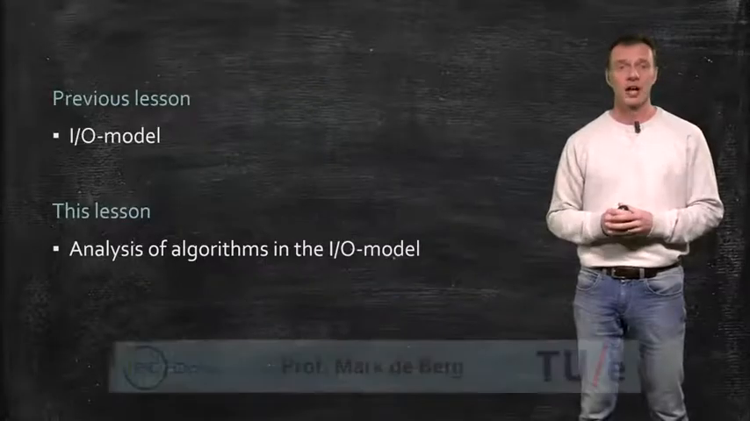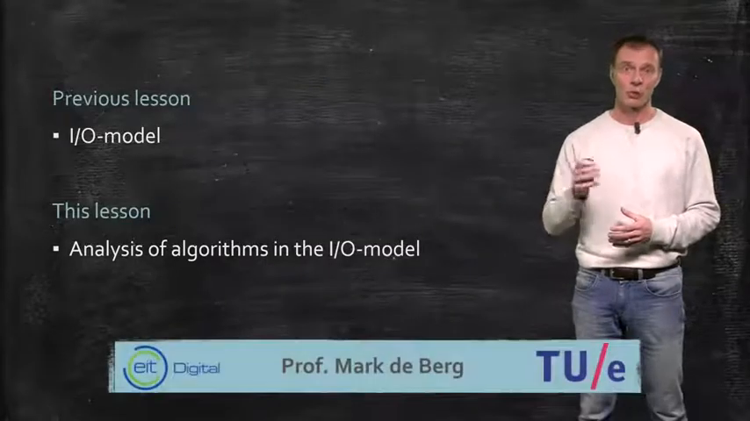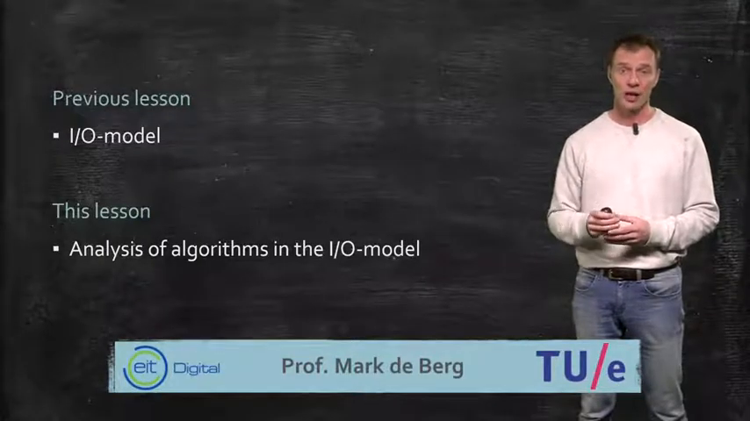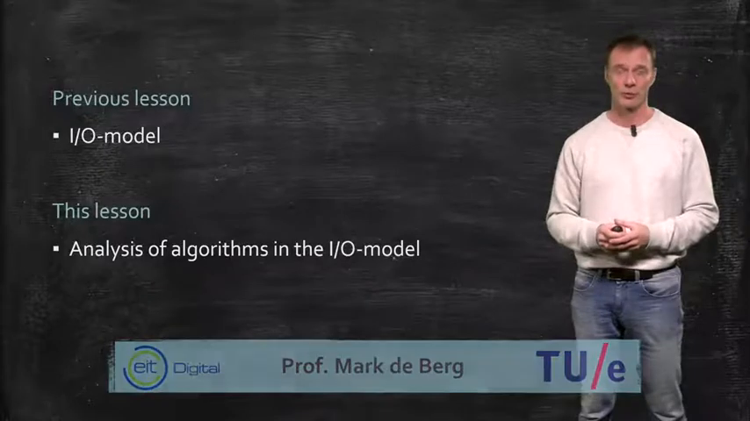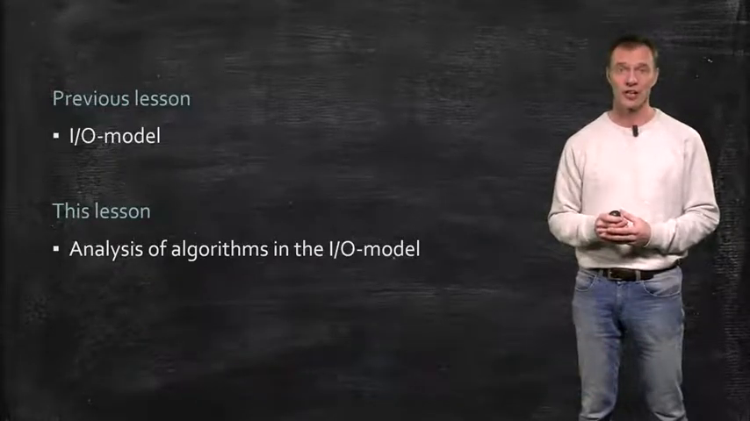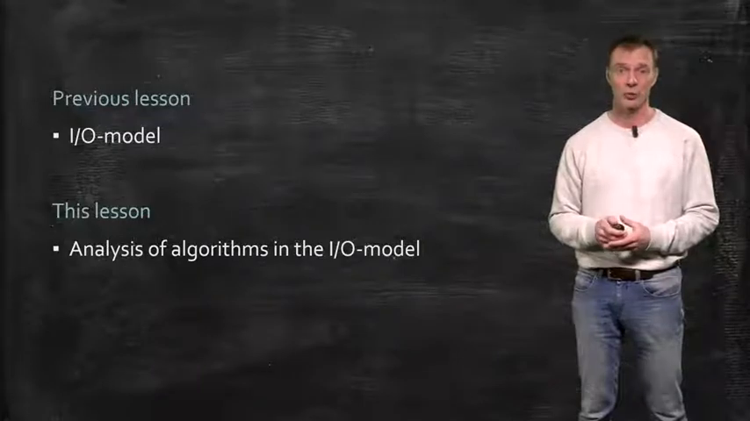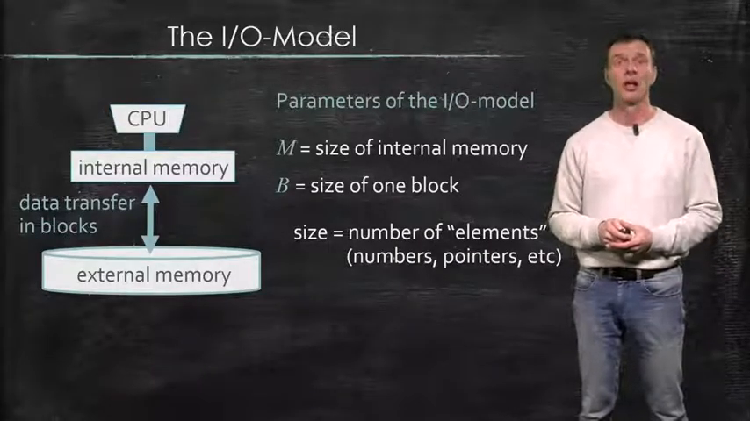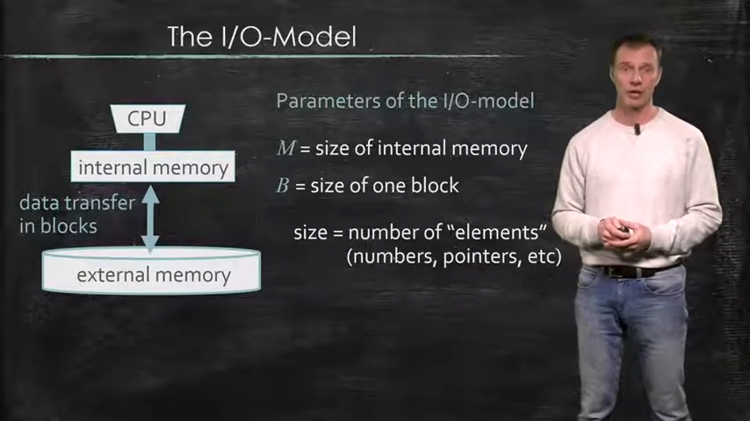In the previous lesson, I introduced the concept of the I/O model, which is an abstract model that we can use to analyze the I/O behavior of an algorithm. In this lesson, we're going to see how this analysis of the I/O behavior actually works. But before we get to this example, let's have a look at our model again.